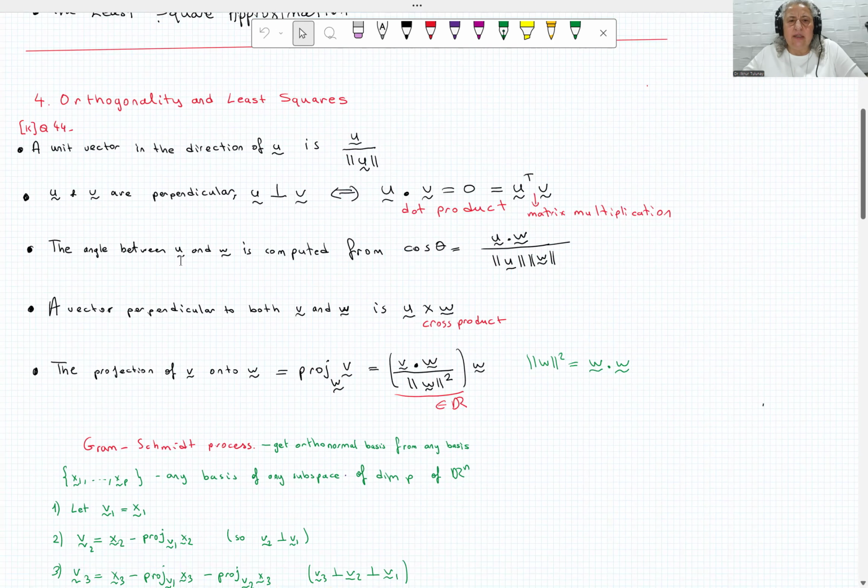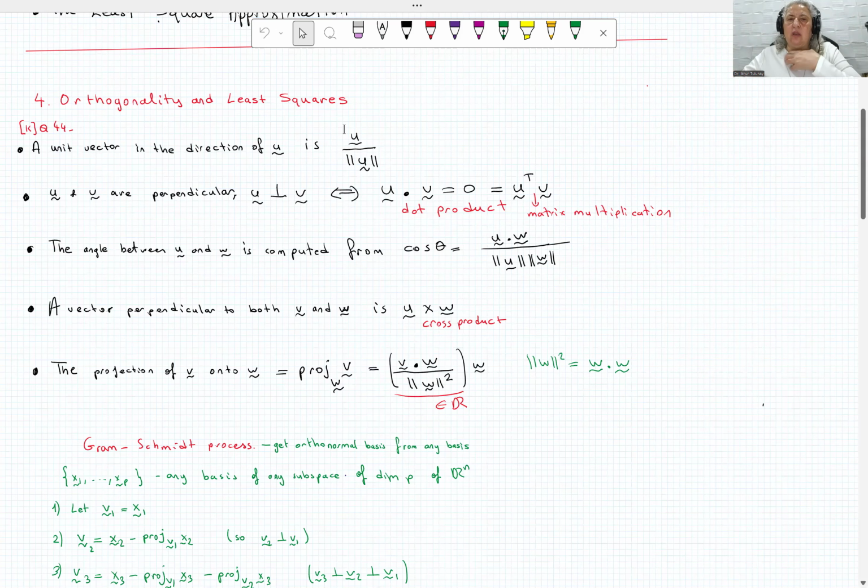This section is about reminding ourselves of general knowledge that everybody needs to know by now. A unit vector: you can always obtain a unit vector in the direction of u. So you have a vector in a direction, but it is longer or shorter than the unit. It is not of measure one. If you want to make it of measure one, then you need to divide that vector by its length.